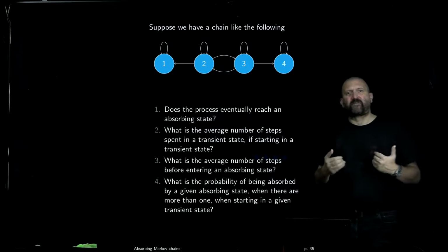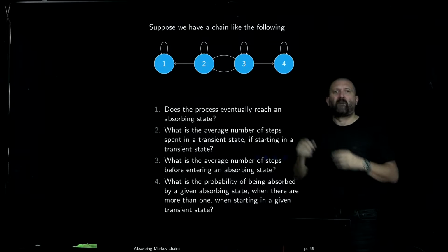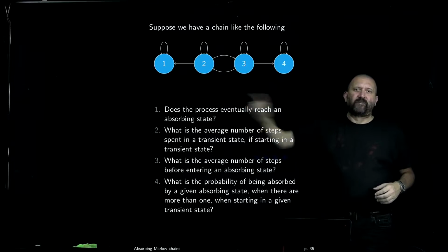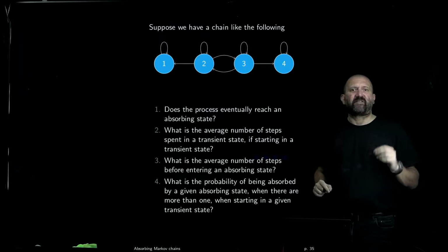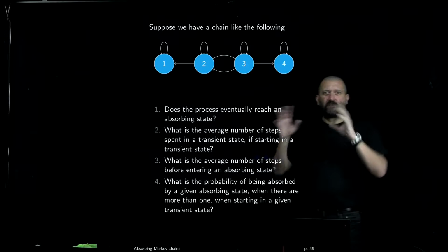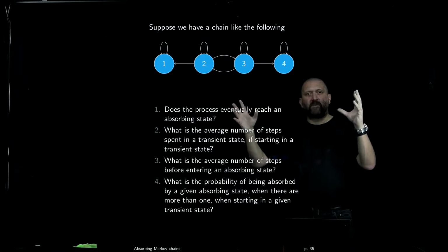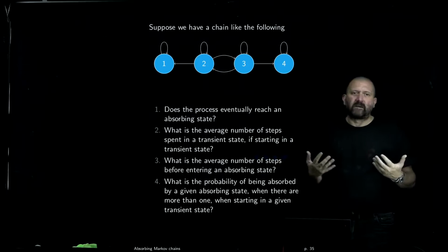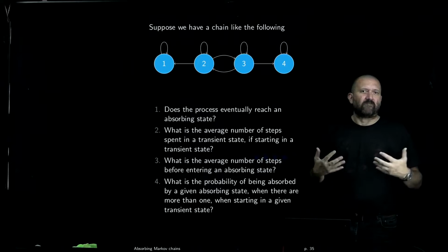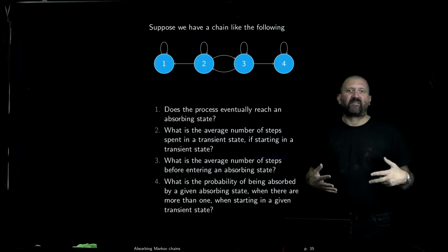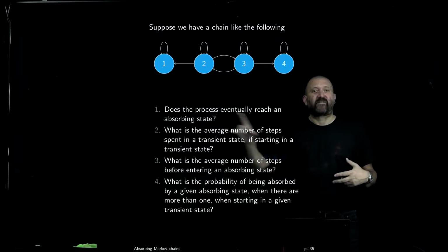And there's a bunch of interesting questions that I can ask about a chain like this one, or an absorbing chain in general. First one is, does the process eventually reach an absorbing state? So I have a random process. I start my random process somewhere in some state. Do I eventually reach an absorbing state? The second question that I may ask is, what is the average number of steps spent in a given transient state?